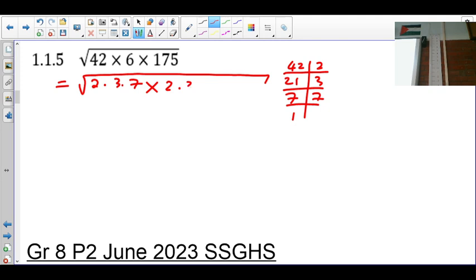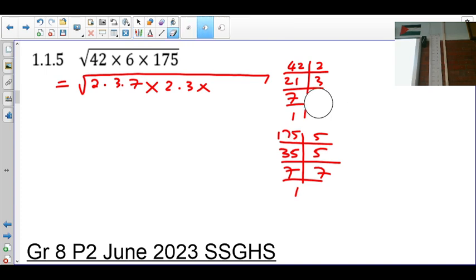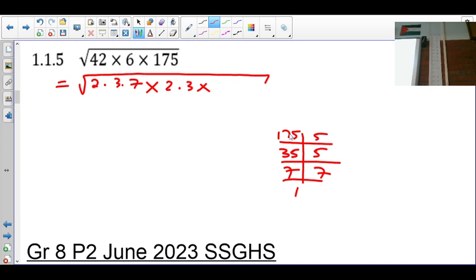6 is 2 times 3, and 175 is going to be 5 goes into 17, 3, and carry 2, so it's 5. 5, 7, 7, 1. So 175 is going to be 5 squared times 7.